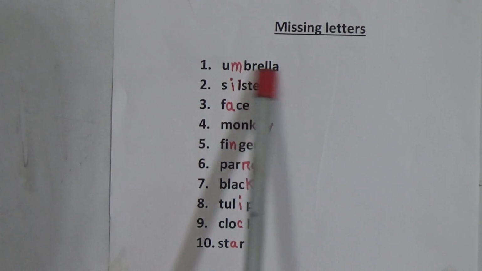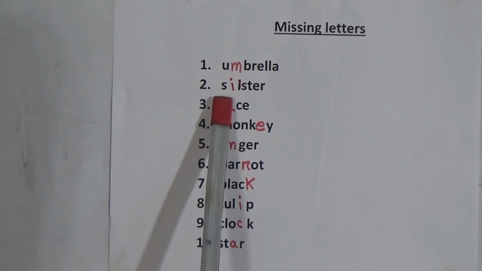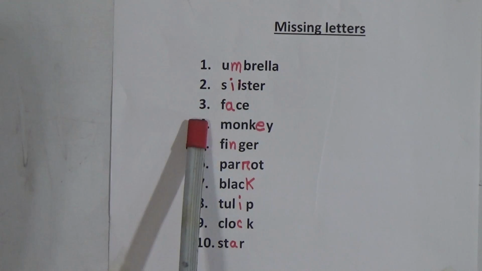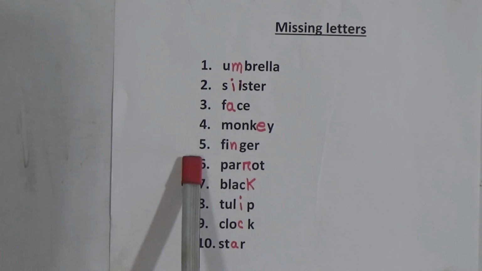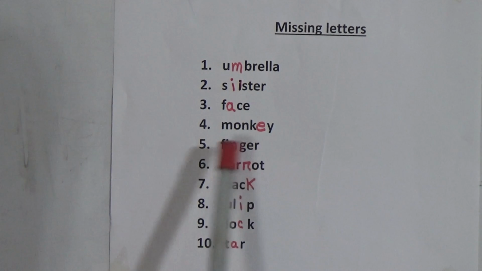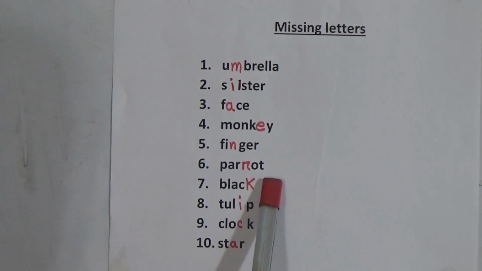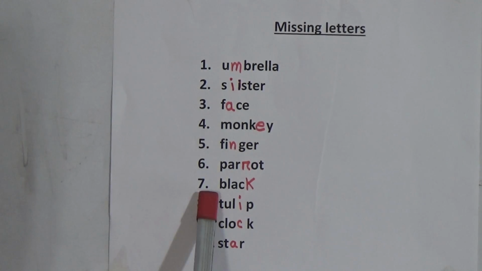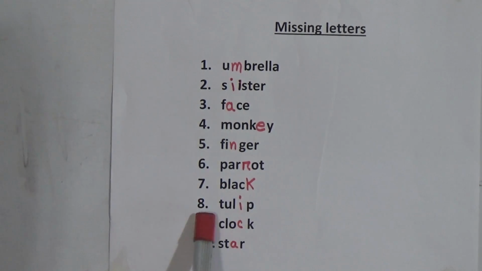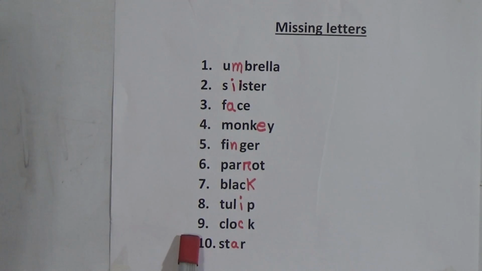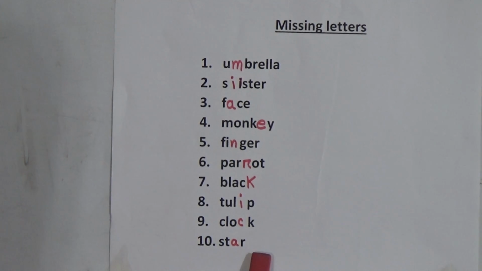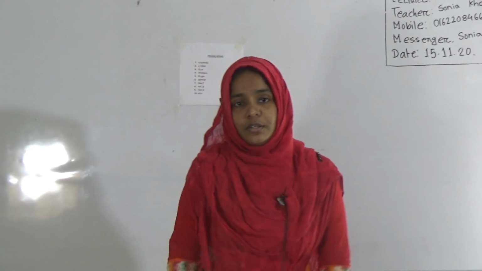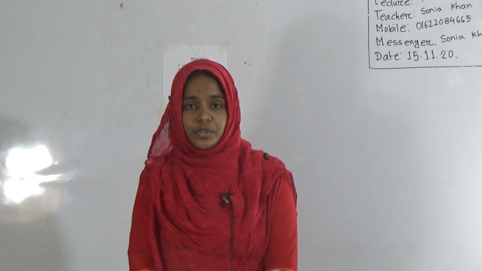So first one is umbrella, second sister, third face, fourth monkey, fifth finger, sixth parrot, seventh black, eighth tulip, ninth clock, tenth star. Okay students, you have understood today's topic.